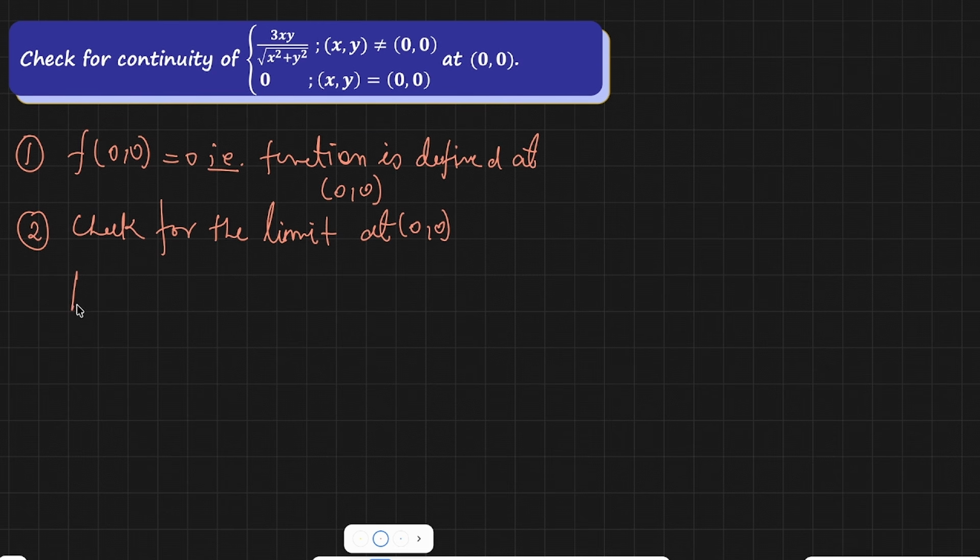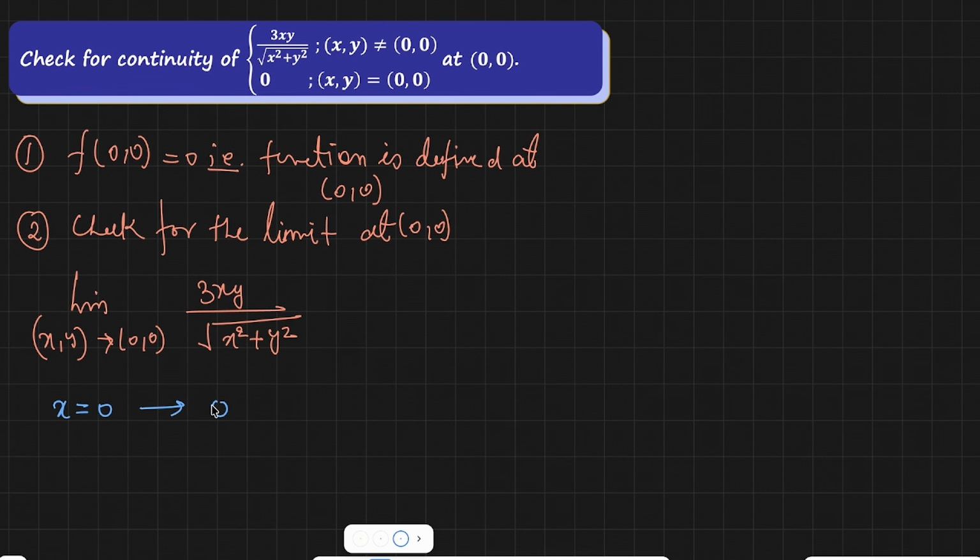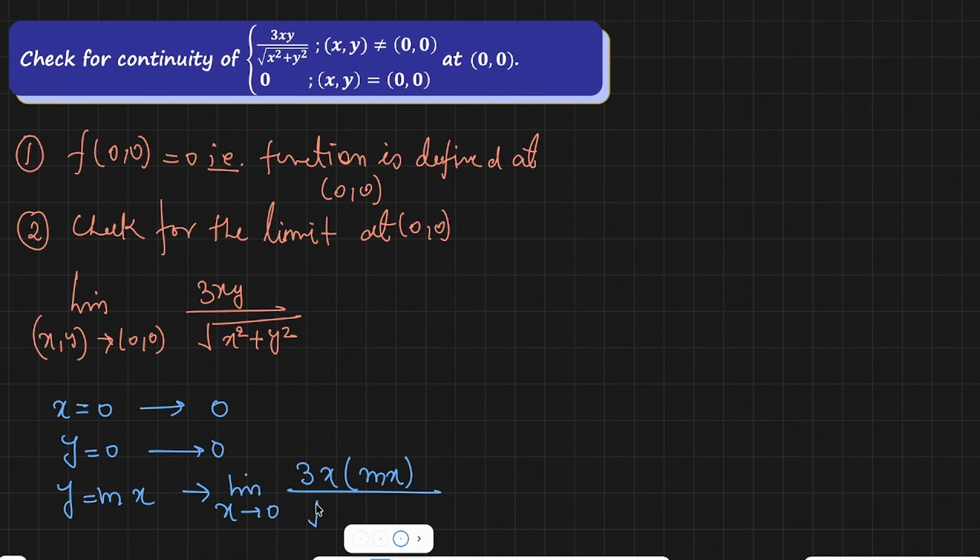Now how to check the limit? It is limit x comma y tending to 0 comma 0 of 3xy upon square root of x square plus y square. Now how to check this? You put x equals 0 along the y axis, you will get 0. You put y equals 0, you will get 0. Now you put y equals mx. When you put y equals mx, it will be limit x tending to 0 of 3x times mx upon square root of x square plus m square x square.